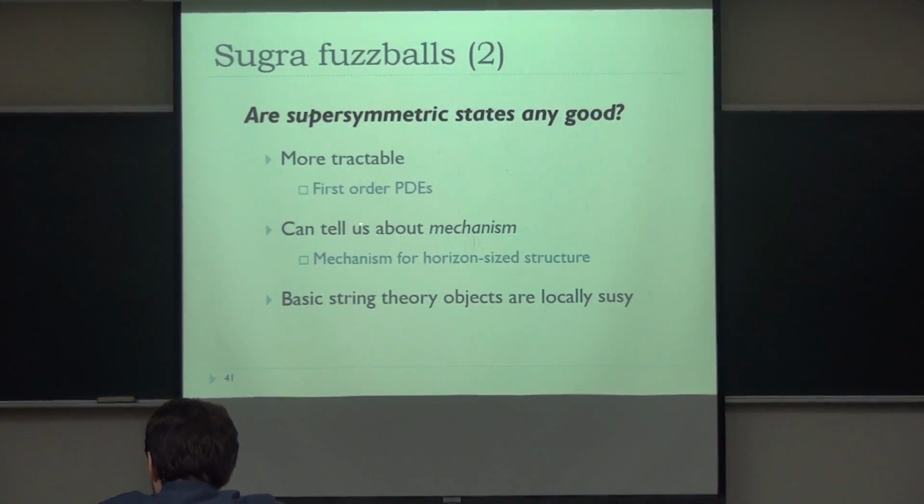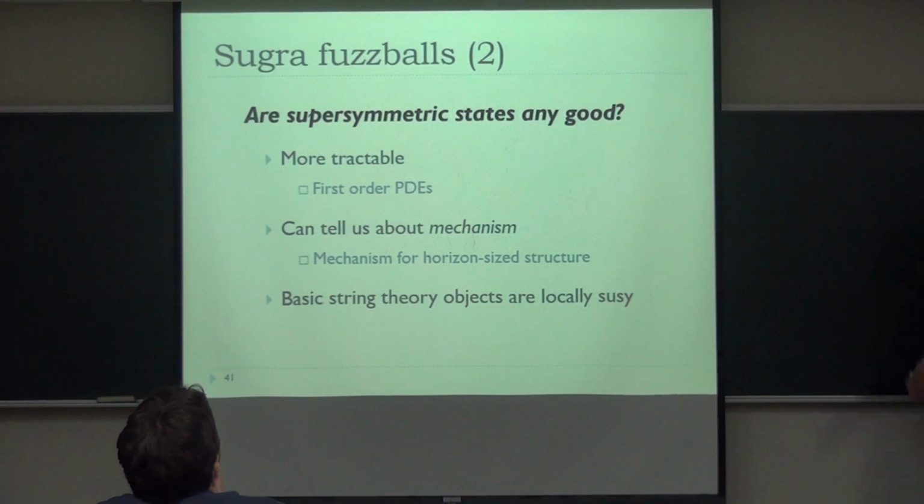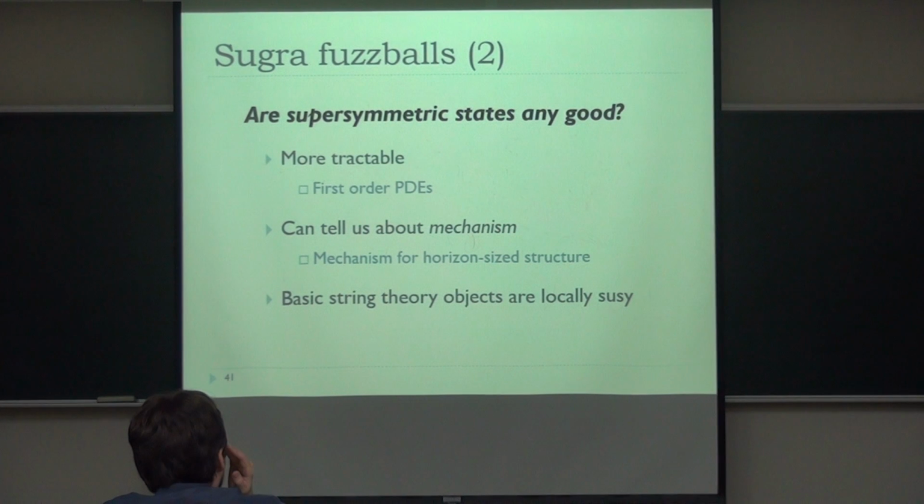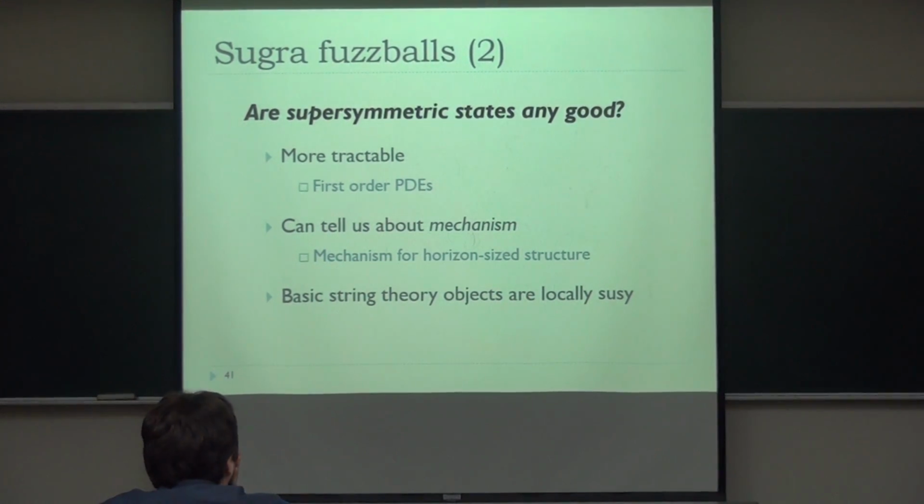And also, it can tell us about the mechanism. So what we want to know is the mechanism for the horizon-sized structure, and it is known that this mechanism can be seen in the supersymmetric cases as fluxes supporting the structure, as I will explain later. And you can also probably say that basic string theory objects are always locally supersymmetric. So we know supersymmetry-breaking configurations in string theory, like D8 and anti-D8, but locally things are supersymmetric. I don't know of any intrinsic stringy object which is intrinsically non-supersymmetric. So maybe by studying such things, we can study the dynamics locally, and combining such pieces, you can even understand non-supersymmetric cases. Okay?